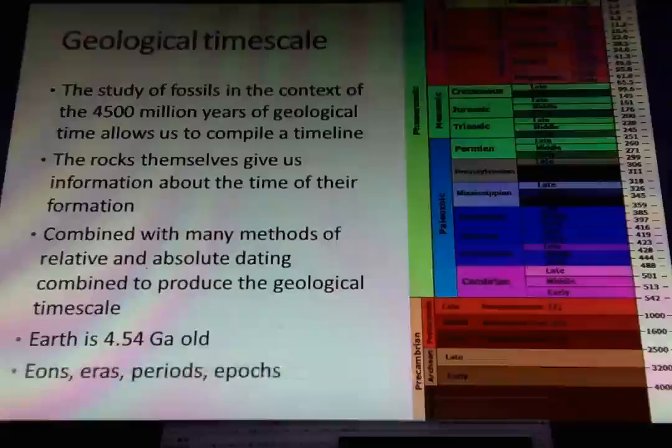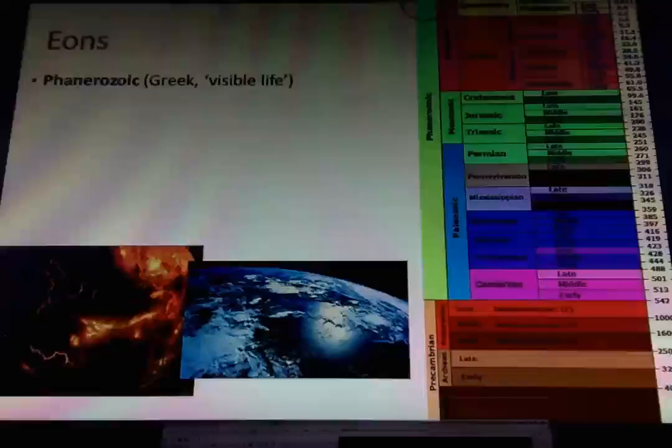Within this extremely long time period, it has been divided up into eons. We have 2 eons, eras, a number of different eras, periods, and epochs. So as you move from eons, eras, periods, epochs, the time is getting shorter and shorter. So firstly, eons. And the first eon is at the bottom, Phanerozoic, Greek for visible life.